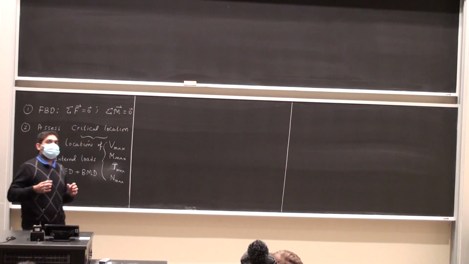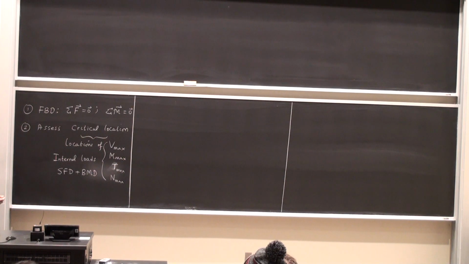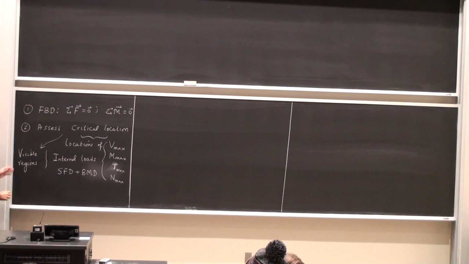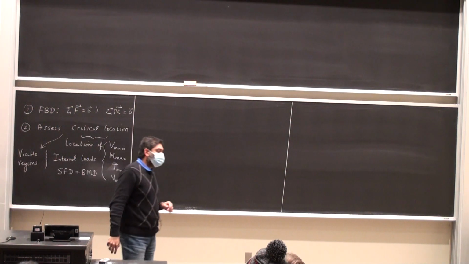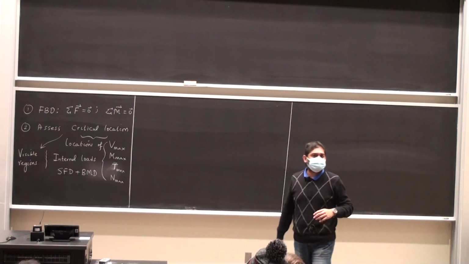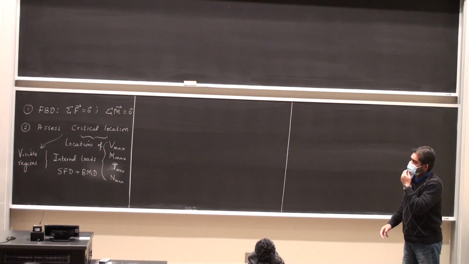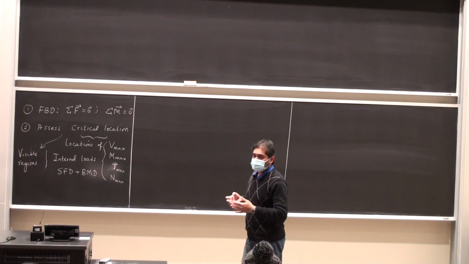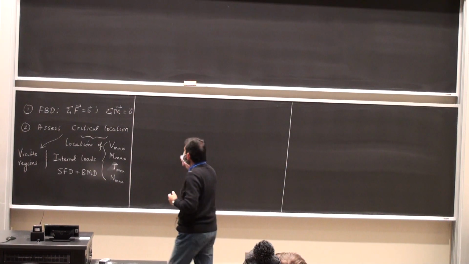Once you assess the critical location, once you figure it out, or this could also be visible regions, or it could be locations where these are the maximum. If it's a visibly vulnerable region, then you will see that there is a crack or some kind of a discontinuity going on there. Okay. The third step is, at that critical location on the body, you have to find the stresses.